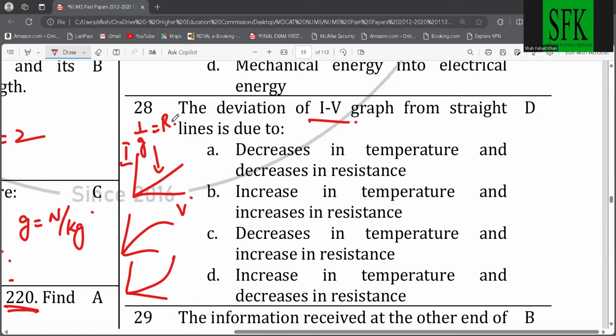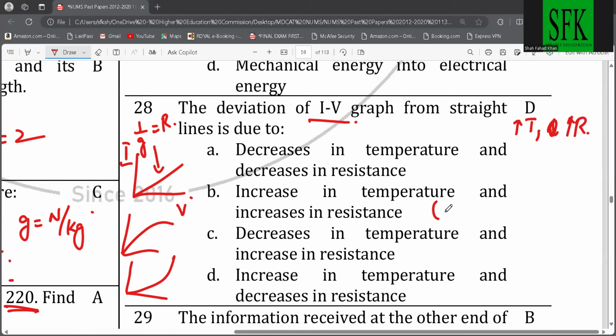So if the resistance changes, the gradient will change. In fact, the deviation is due to a change in resistance. That's the thing, so all the options have changes in resistance. And this usually occurs when there is an increase in temperature, leading to an increase in resistance. So decrease in temperature, decrease in resistance; increase in temperature, increase in resistance.